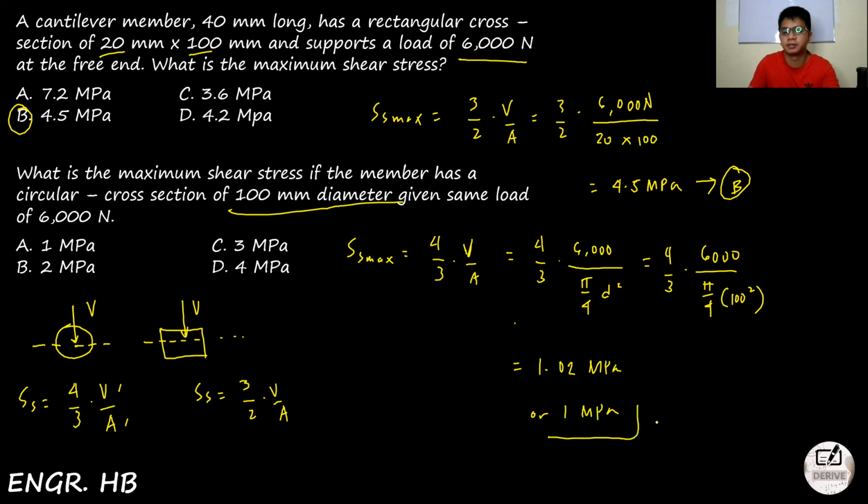Kasi walang decimal sa mga given or sa choices. So meron ba tayong 1 dito? Ayun, letter A agad is 1. So malayo siya sa 2, sa 3, and 4. Of course, the nearest answer is 1 megapascal. And our answer here is letter A. Whew, ayun. Okay, so naka 6 items tayo for the shear stress.